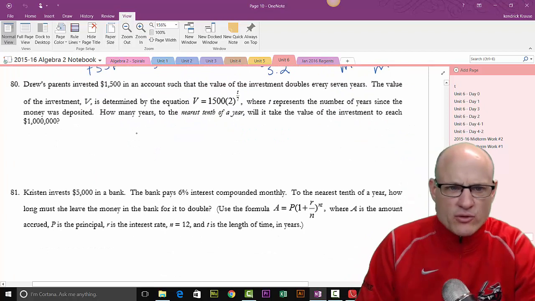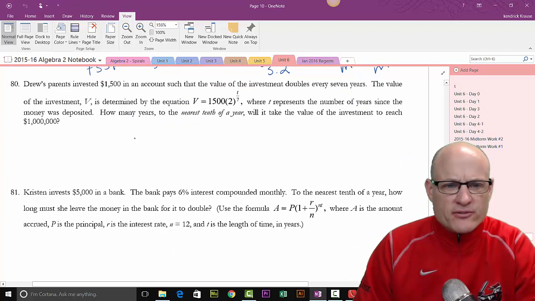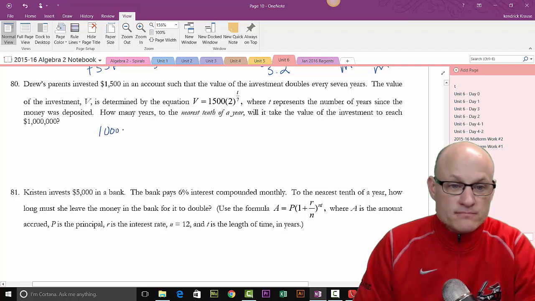Two more of these, and I think we do regression. Drew's parents invested $1,500 in an account such that the value of the investment doubles every 7 years. How many years to the nearest tenth of a year will it take for the value of the investment to reach $1 million? So 1 million is equal to 1,500 times 2 to the t over 7. So we're going to divide by 1,500.